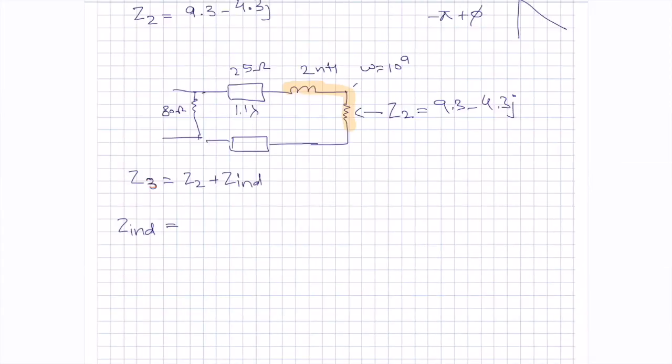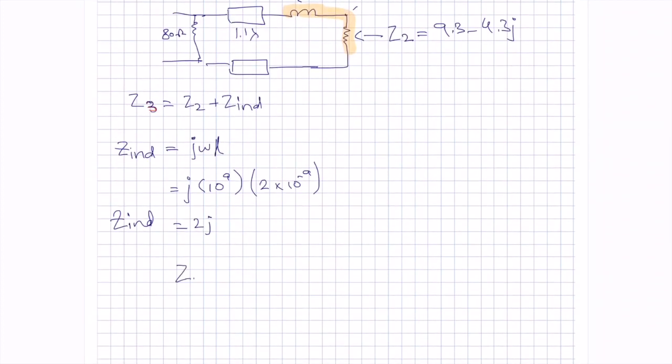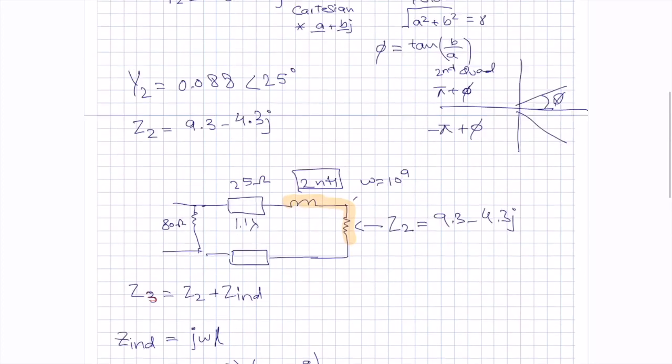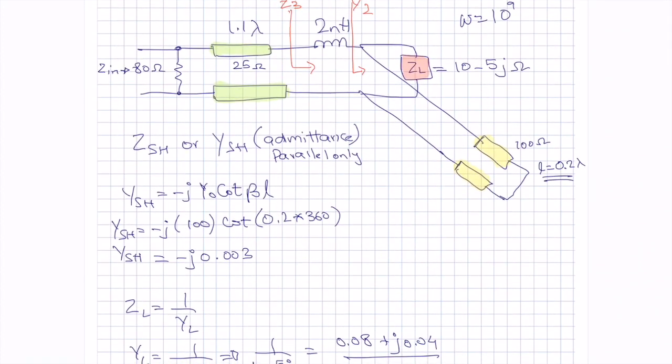The impedance for an inductor is given by j omega L, and as you can see, omega is already given to us, which is 10 to the power 9, and L is the value of the inductor, given as 2 nanohenry. 2 nanohenry is 10 to the power negative 9, which comes out very clean, just 2j. That's my Z inductance. So my Z3 would be just the sum: Z2 was 9.3 minus 4.3j, plus 2j, which comes out to be 9.3 minus 2.3j. That's my Z3, the circuit that we are looking into on the right.